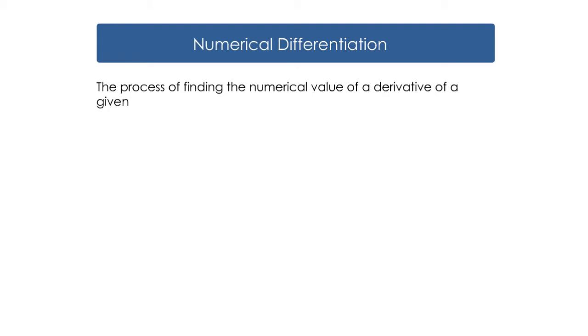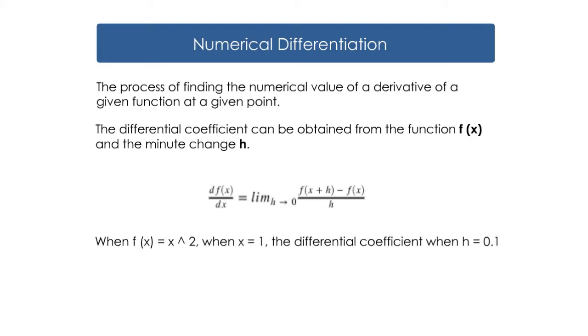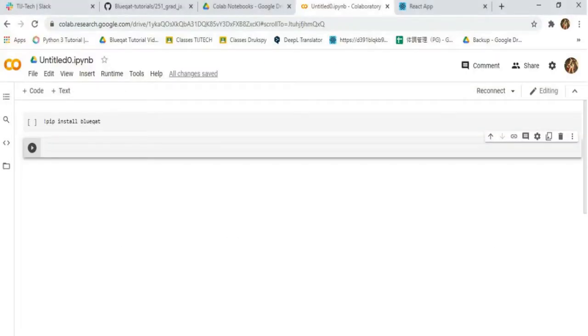Firstly, what is numerical differentiation? Numerical differentiation is the process of finding the numerical value of a derivative of a given function at a given point. The differential coefficient can be obtained from the function f of x and the minute change h. For example, when f of x is equal to x squared, when x is equal to 1, the differential coefficient when h is equal to 0.1 can be seen on Google Colab.